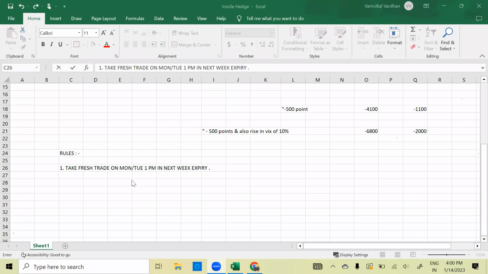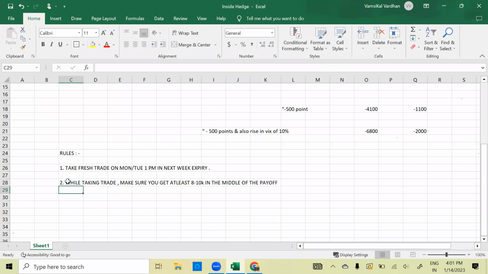Take a fresh trade on Monday, Tuesday 1 p.m. While taking the trade, make sure you get at least 8 to 10K. Okay, so what does this mean? While taking the trade, make sure you get at least 8 to 10K.